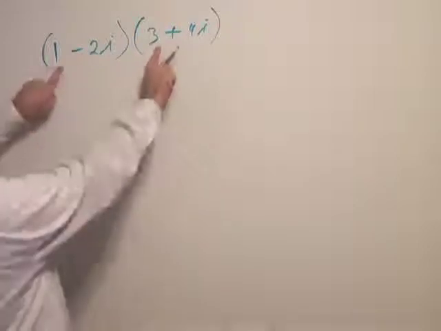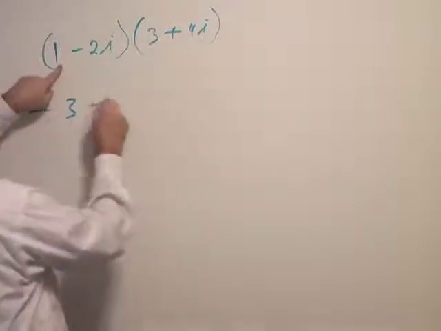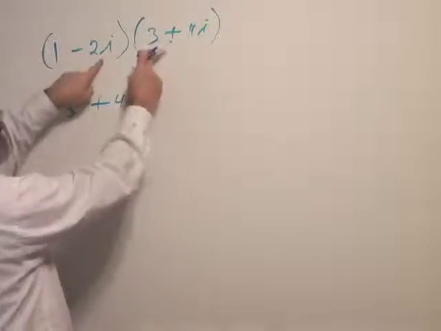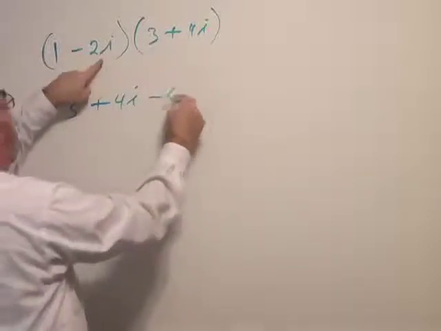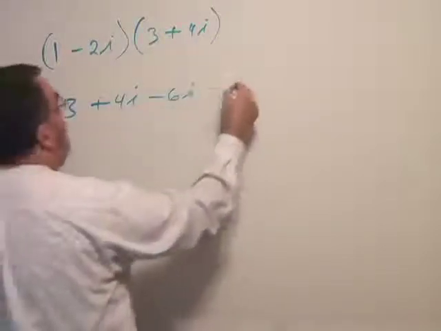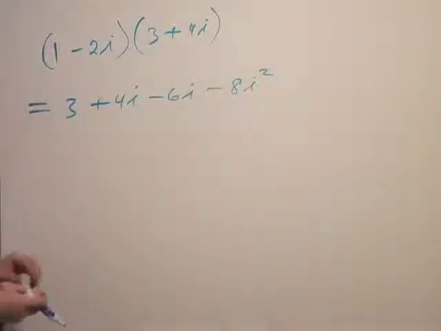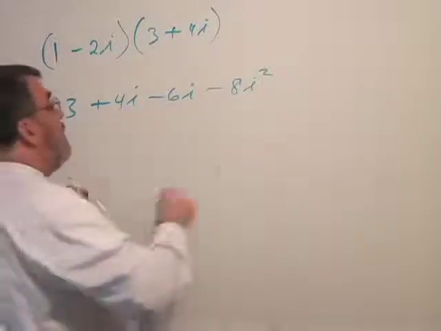So if I FOIL this, I get 1 times 3 is 3. 1 times 4i is plus 4i. Negative 2i times 3 is minus 6i. And then negative 2i times 4i is minus 8i squared. So, very ordinary polynomial multiplication using these numbers. Now, we can do some combining, of course. These will combine. But what about this term here?